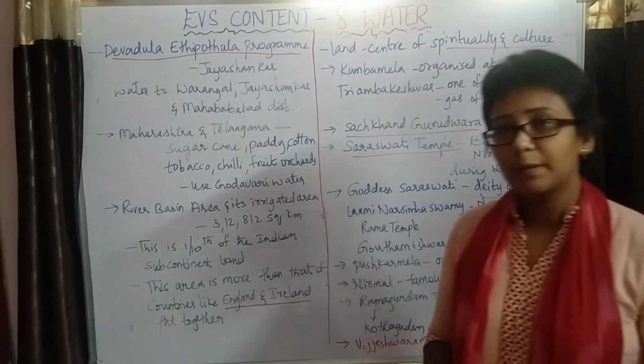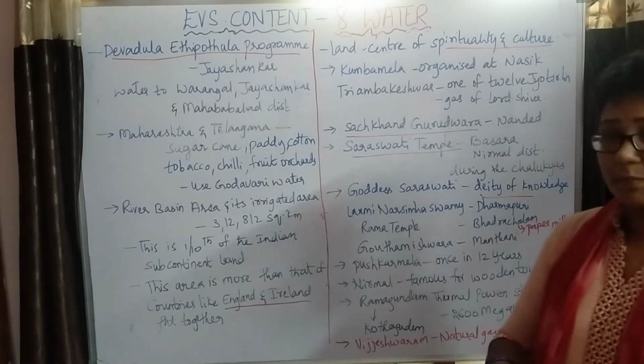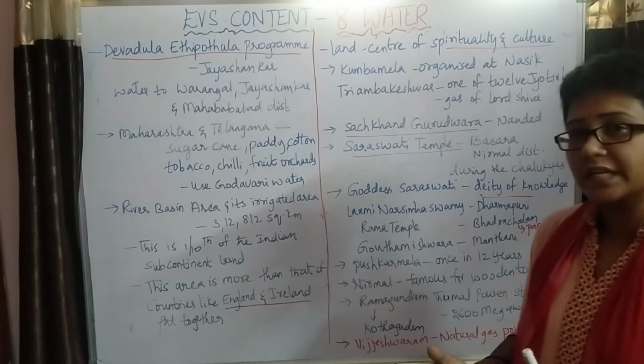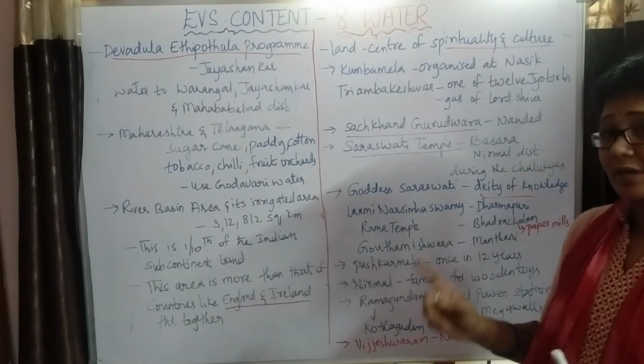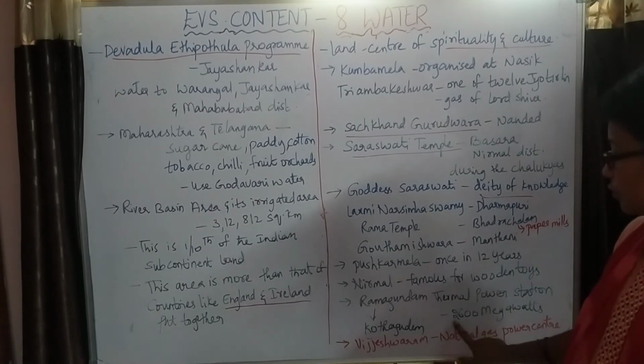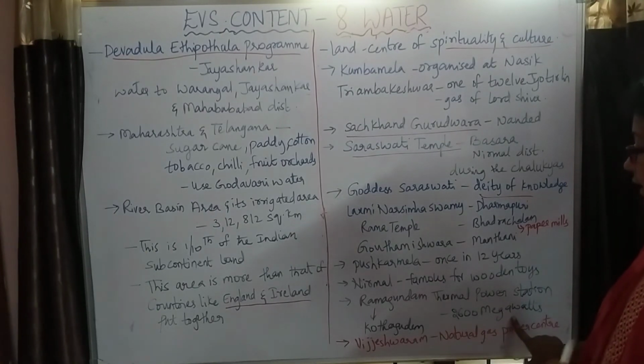In the previous video we discussed that when electricity is generated by coal, we call it a thermal power station. It is located in Ramagundam, as we discussed there. The Ramagundam thermal power station will produce 2600 megawatts of electricity.